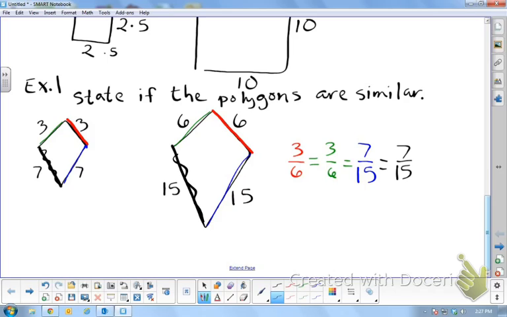We can reduce 3 over 6. We can divide both of these by 3. They were the same for these two sets, so I'm only going to write it once this time. Both of those are just 1 over 2. What about 7 over 15? Is there anything we could divide into both 7 and 15? If we think about it, there's not, so we have to leave this as 7 over 15. It's close. It's almost a half, but it's a little bit over. So these shapes are not similar.